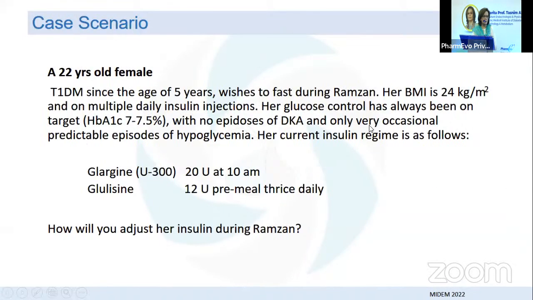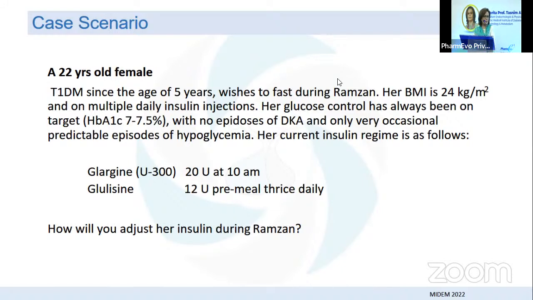Her current insulin regime is as follows. Glargine, 20 units at 10 a.m., and that is U300. And the glulisine is 12 units analog insulin, which goes by the name of Apidra, 12 units pre-meal 3 times a day. How will you adjust her insulin during Ramzan?